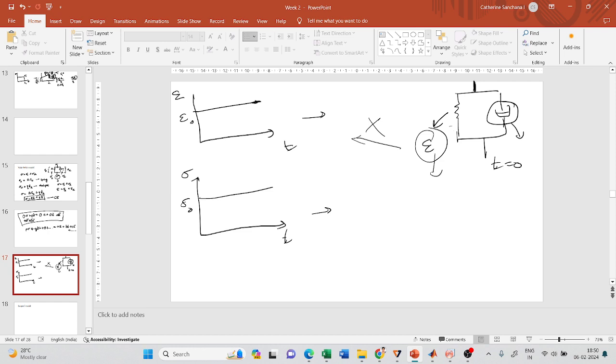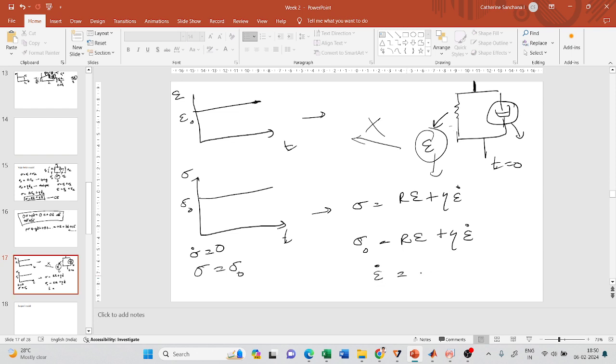Okay, so let me first take the equation. It is sigma equals r into epsilon plus eta into epsilon dot. Here sigma dot will be equal to 0, but there is no sigma dot in this equation, so we are not going to substitute it anywhere. And sigma is equal to sigma naught, so this can be substituted. So sigma naught equals r into epsilon plus eta into epsilon dot. So this I'm going to rewrite as epsilon dot plus r by eta into epsilon equals sigma naught by eta.